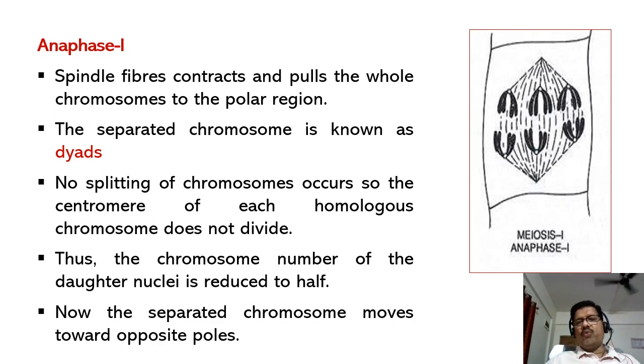And this is anaphase I. In anaphase I, the spindle fibers contract and pull the whole chromosomes to the polar regions. The separated chromosome is known as a dyad. No splitting of chromosomes occurs, so the centromere of each homologous chromosome does not divide. Thus, the chromosome number of the daughter nuclei is reduced to half. Now, the separated chromosomes move towards the opposite poles.